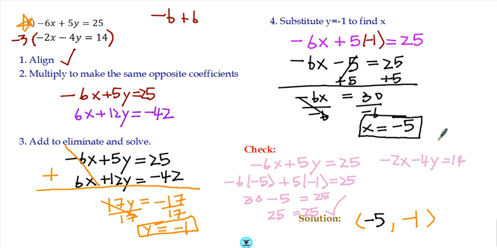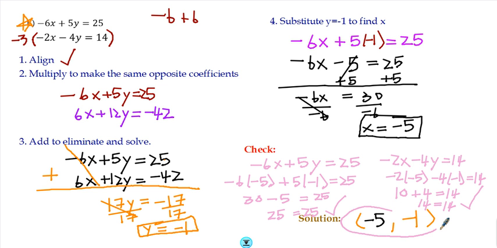Now the second equation will be negative 2 times negative 5, minus 4 times negative 1 equals 14. Let's see if this is true. Negative 2 times negative 5 is positive 10. And then negative 4 times negative 1 is positive 4. 10 plus 4 is 14, and that is equal to 14. So this is also true. So our answer, negative 5 comma negative 1, is the correct solution.